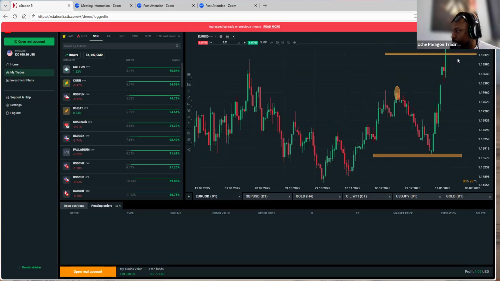Meaning that the dollar is very weak. That's why the euro has taken over. In fact, all the areas where we put our SL, it has hit our SL, so no problem. Because our SL was here, the market has hit it. Fine, because volatility is so strong. So between Monday and now, the market has gone from here to this point, it has done 476 pips.